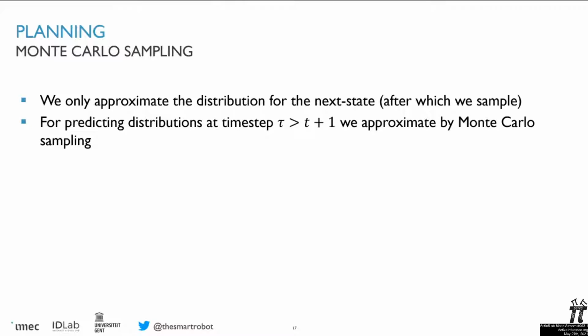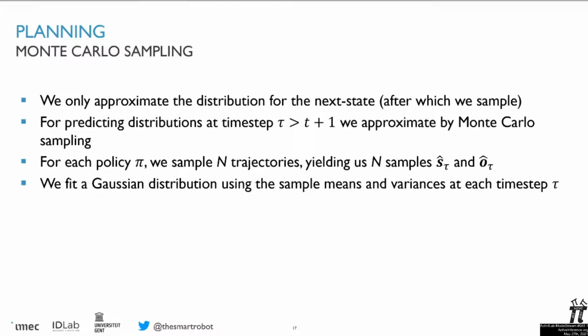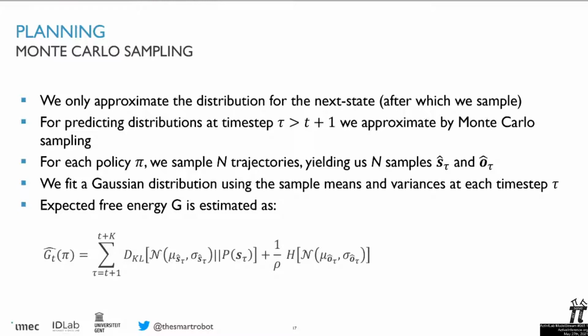And so to predict distributions further in the future, we approximate these by doing Monte Carlo sampling. So for each of the policies we want to evaluate, we sample n trajectories that all do the same actions, but that due to the sampling might give us different results in terms of future states and observations. So for each time step, we then have a bunch of states and a bunch of predicted observations. We then fit a Gaussian distribution using the sample means and variances. And then we estimate the expected free energy as follows.